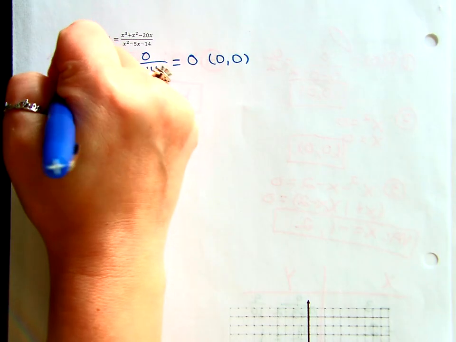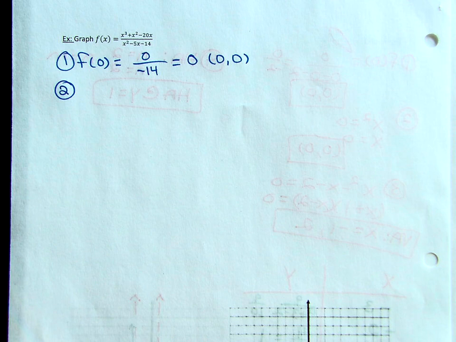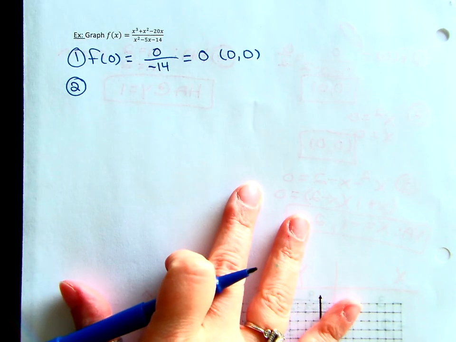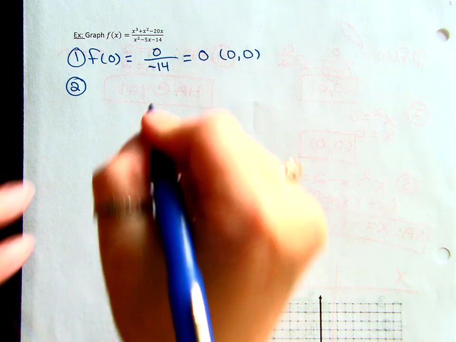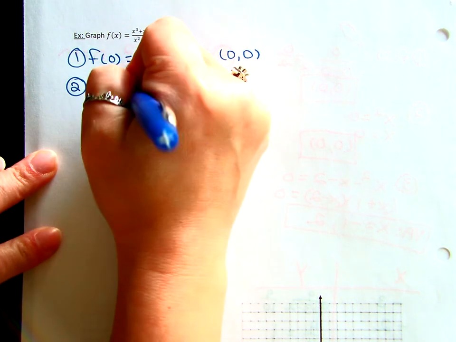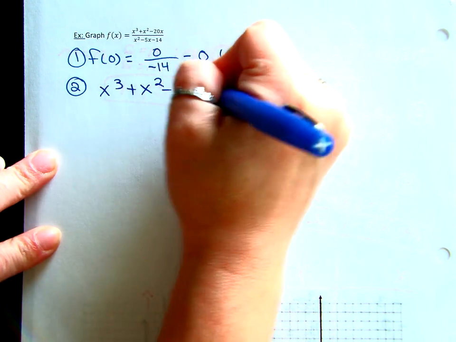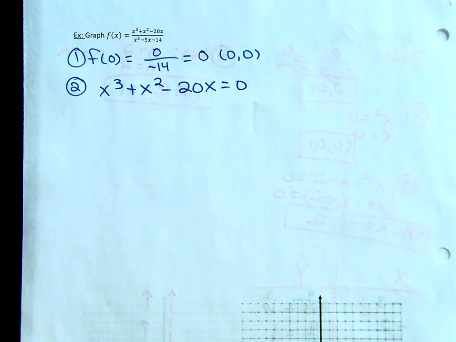Step 2 is what? Find our x-intercepts, our solutions, our zeros, however you want to think about it. And the way that we do that is we set our numerator, our top, equal to 0. So we have x to the third plus x squared minus 20x equals 0. And we need to solve this.